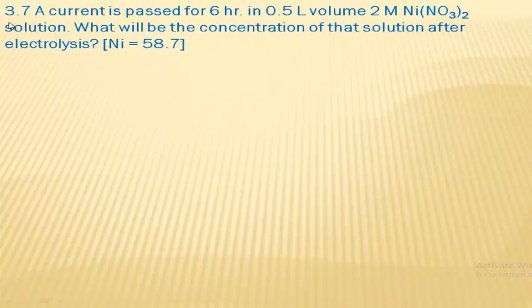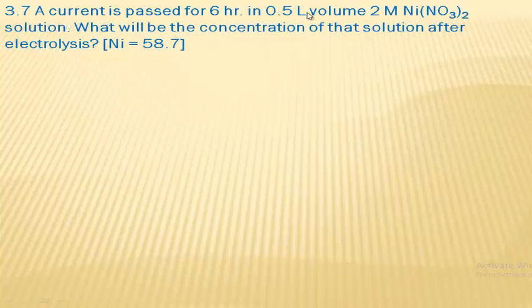Another example: 3.7 ampere current is passed for 6 hours in 0.5 liter volume of 2 molar nickel nitrate solution. What will be the concentration of that solution after electrolysis? This is very important for your exam, because this type of math already came in the board exam. This is not difficult, just in this math you have to work in 2 steps.